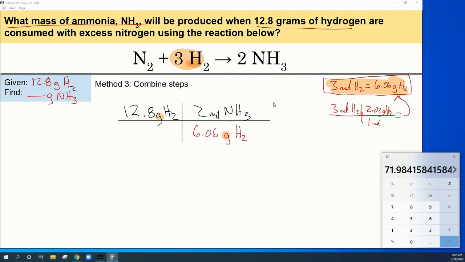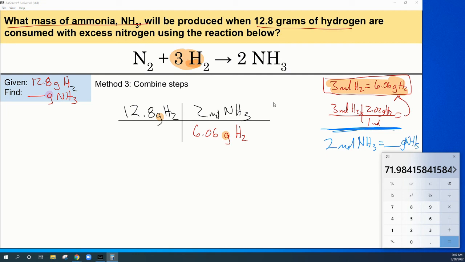Now my units cancel. So here I could do my math and I'll have moles of ammonia, but I don't want moles of ammonia. I want grams of ammonia. So I could do this now and then do my periodic table and answer my question there. Or I could say that 2 moles of NH3 is equal to how many grams of NH3?